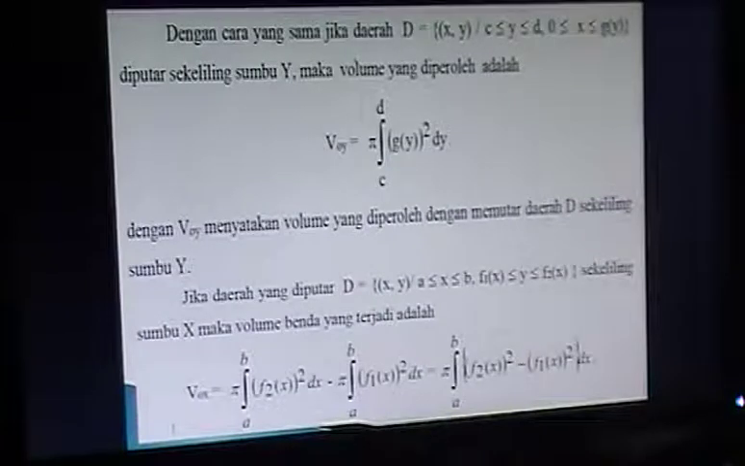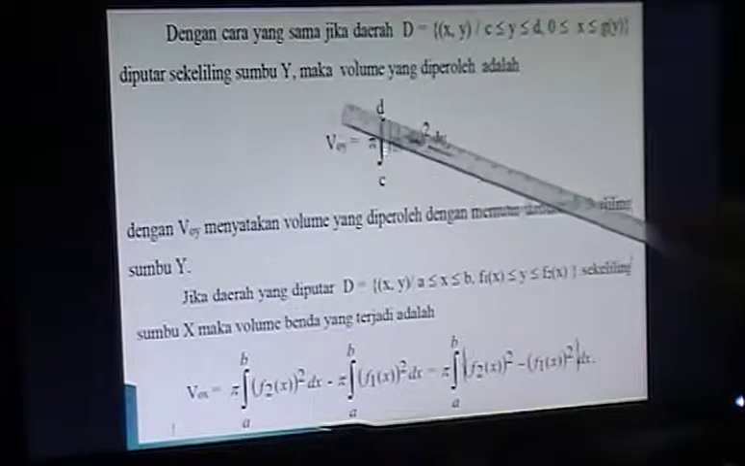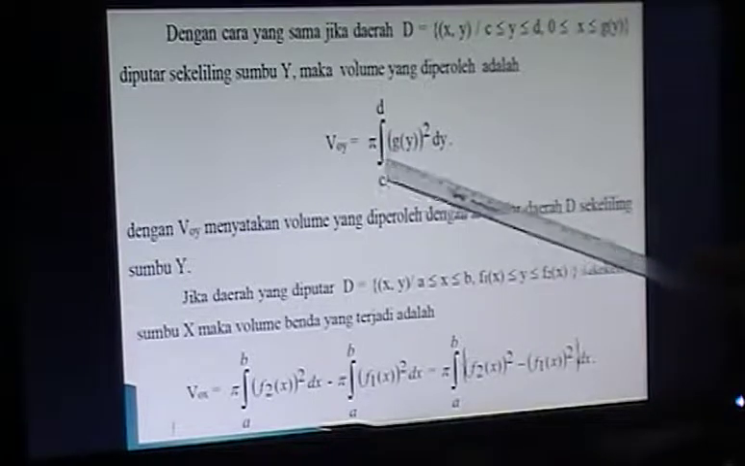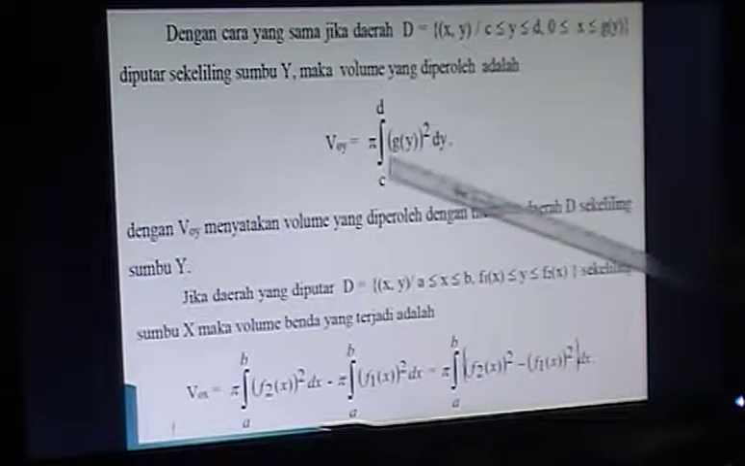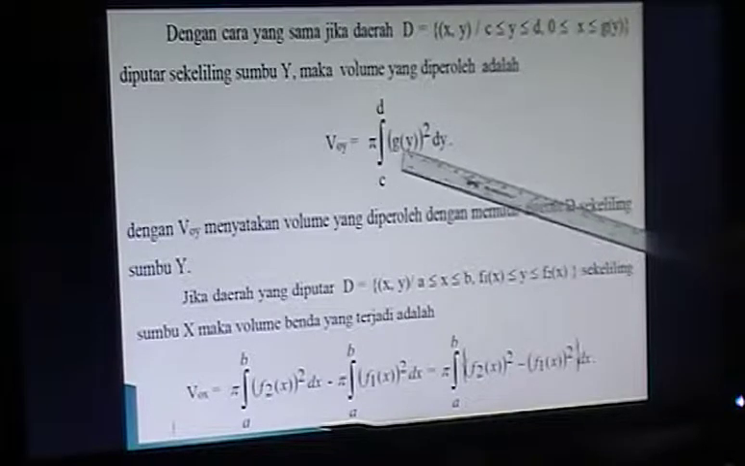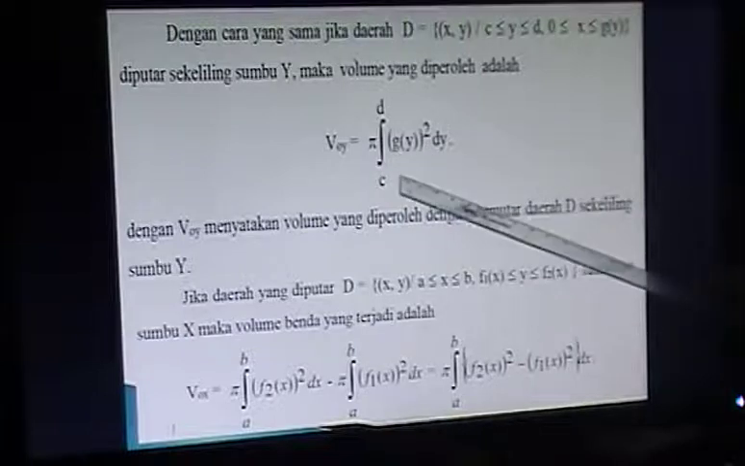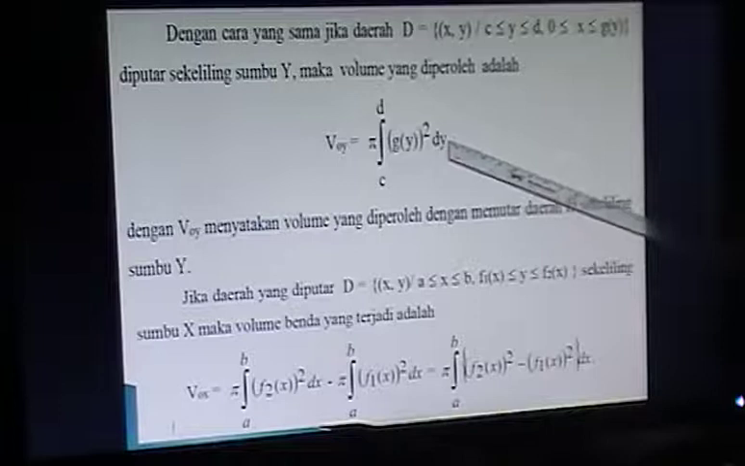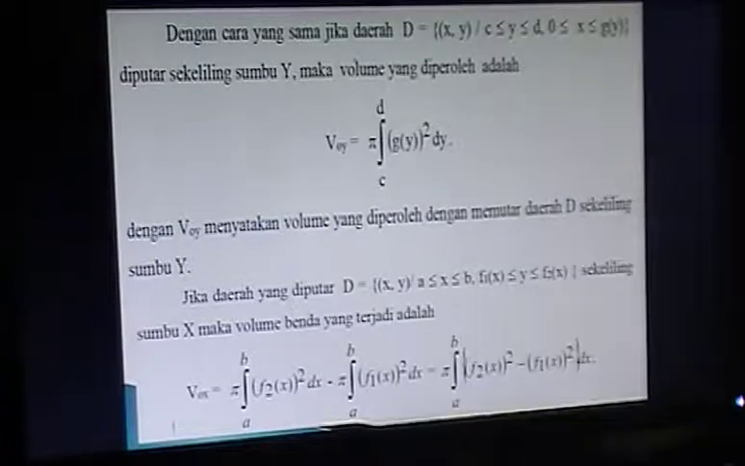By the same way, if D is the area in the xy-plane such that y is between c and d, and x is between 0 and g(y), where g(y) is a function with respect to y, then by using the same argument, we can prove that the volume of the solid of revolution, rotated one round surrounding the y-axis, is equal to pi integral from c to d of g(y) squared dy. Here the integration is with respect to y, not with respect to x. Okay.